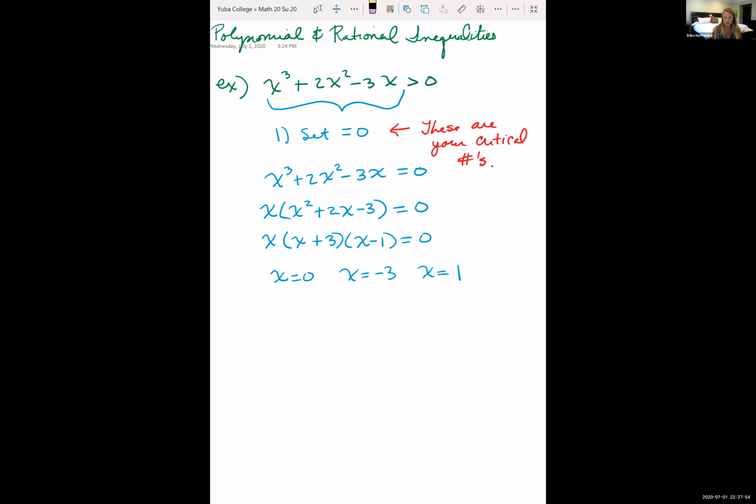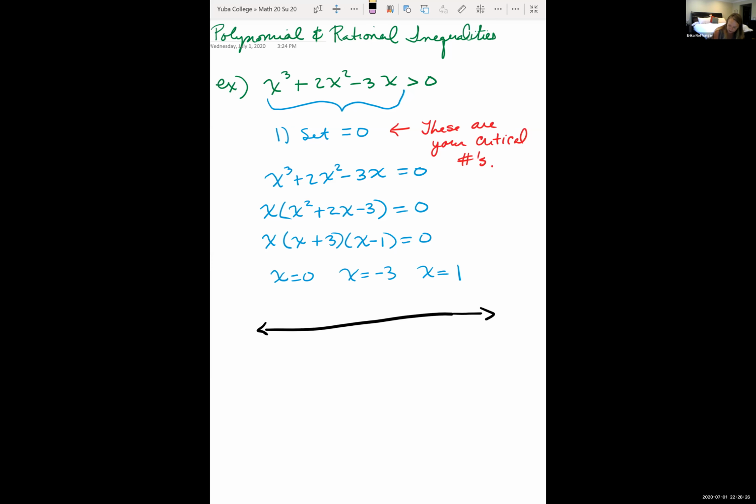So technically, we just found the values where the graph is going to be crossing the x-axis, right? These are the values we want to look at to see: is our graph going to be below or above the x-axis on each side? So what you want to do is plot those numbers. People do it a little differently. I plot them on the number line.